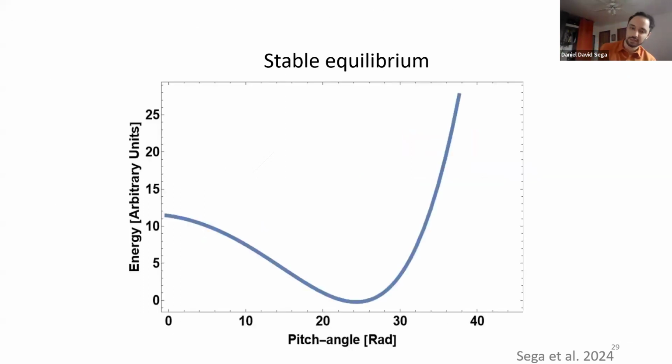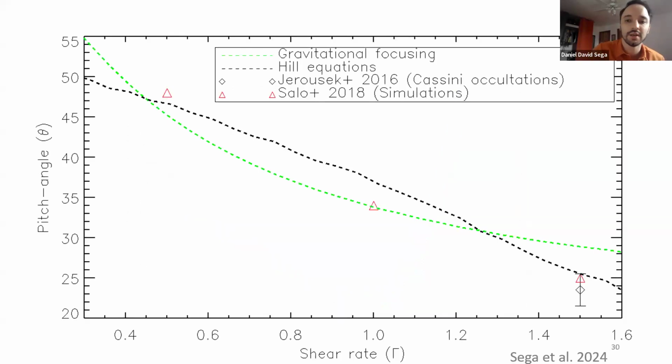And the simplicity of the approximation even allows us to write down a potential for the equilibrium, and we see that it's a stable equilibrium. We can compare this model to the Shear-box and N-body simulations. Particularly, we can compare how the equilibrium angle changes with the shear rate. So the stronger the shear, in theory, the smaller the equilibrium angle, because it's more azimuthal. And the lower the shear, the more radial.